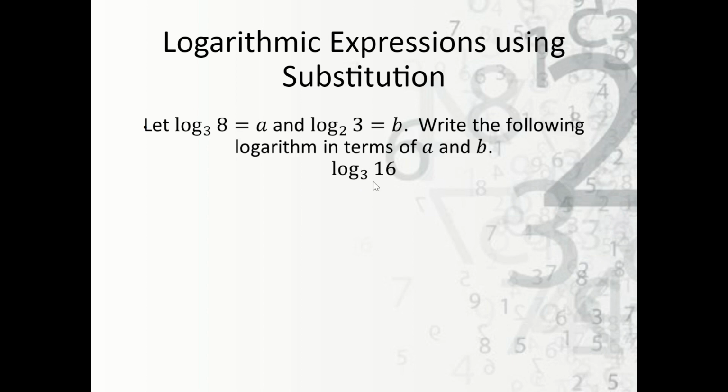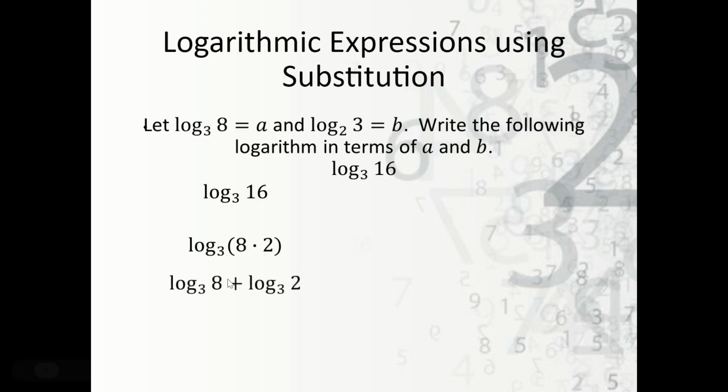And we're just going to see if we can simplify this. Well, what we should notice here is that we have log base 3 of 16. Well, that's kind of close to log base 3 of 8, right? That's really 8 times 2. So let's go ahead and change this to be 8 times 2. That way we can pull out that log base 3 of 8. So really, when we rewrite this, we can say that log base 3 of 8 plus log base 3 of 2 is equal to the same thing as this. So now we have log base 3 of 8, which in this case is a. So we can rewrite that as a. So that's a plus log base 3 of 2.